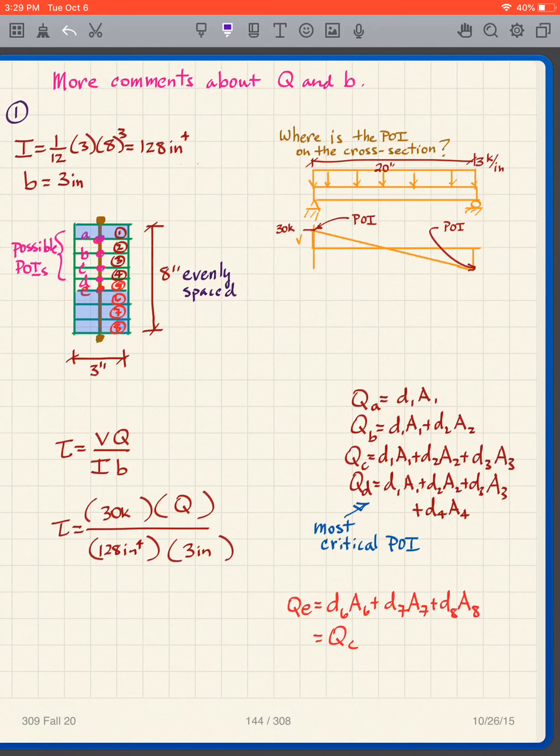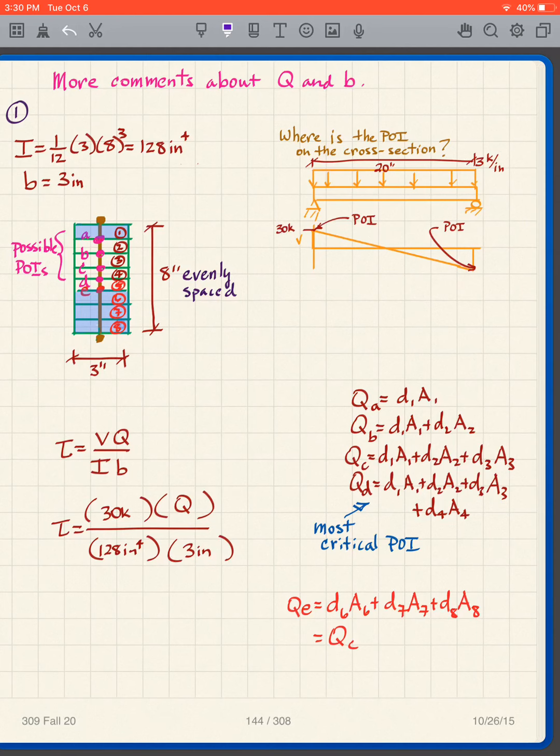So what do we see, since tau is equal to VQ over IB, and let's just consider this loading situation for this beam, and we've done this before, so I'm not going to go through it. My shear diagram looks like this. And where is the shear the greatest? Well, the shear is the greatest at the edges. So that's where my peaks are in the shear diagram. So if I'm looking for the most critical point, then what I'm going to use is a V of 30 kips.